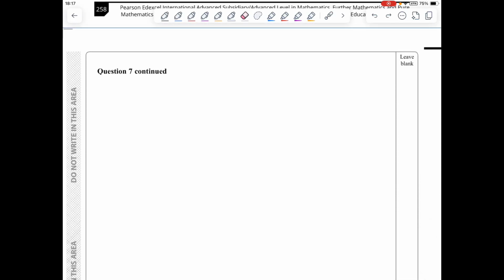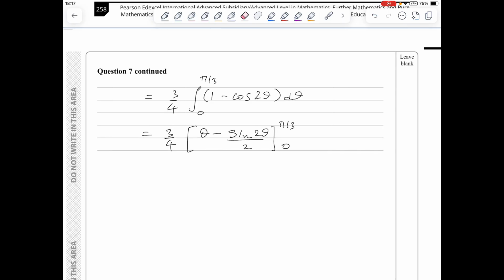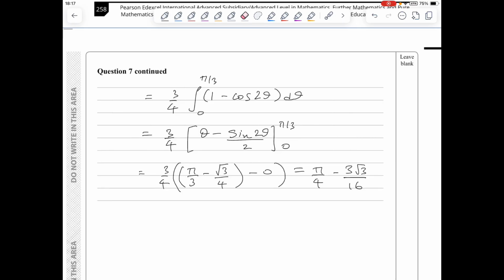And now I'll take 1 over 2 out as a common factor, so I will get 3 over 4 integral of 1 minus cos 2 theta. So when I integrate, I get theta minus sine 2 theta over 2. Let's substitute the limits. This will give me pi over 3 minus root 3 over 4 for the first substitution and 0 for the second. And when you simplify, you get the area for R1.